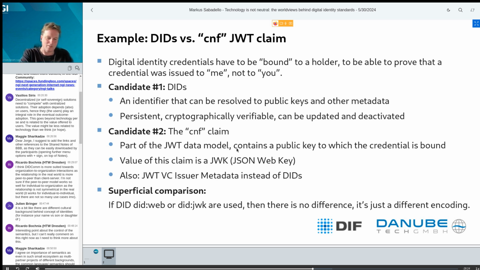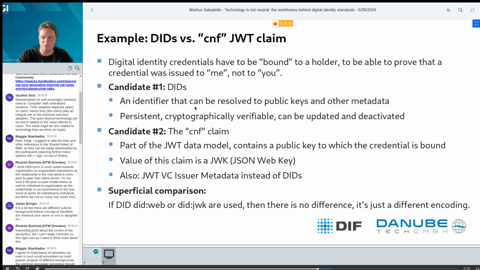Another way of binding a credential to the holder, to the subject who is described by the credential, is something called the CNF claim, which means confirmation. This has been part of the JSON Web Token data model also for a long time. And it's basically a public key, a cryptographic public key. The credential is bound to that public key, and then the idea is that my wallet and I are in control of that key, right? So I can prove that this is my credential and not your credential because it has my public key in it. So the difference here is maybe that in the first case, the credential is bound to my DID, whereas in the second case, the credential is bound to my public key.